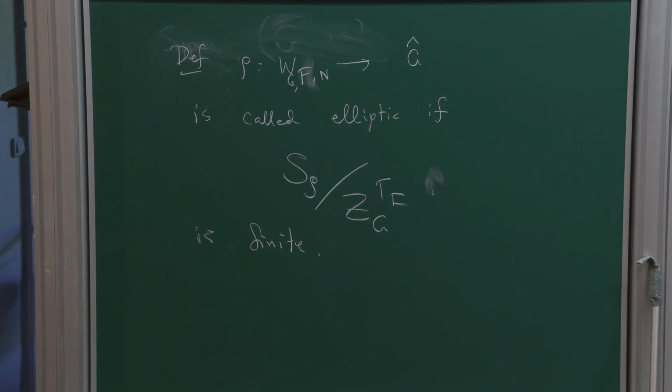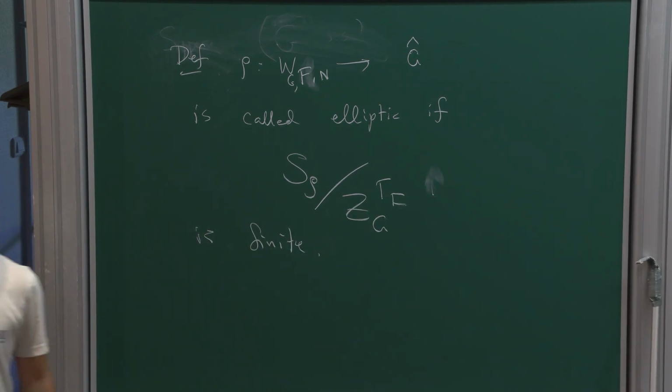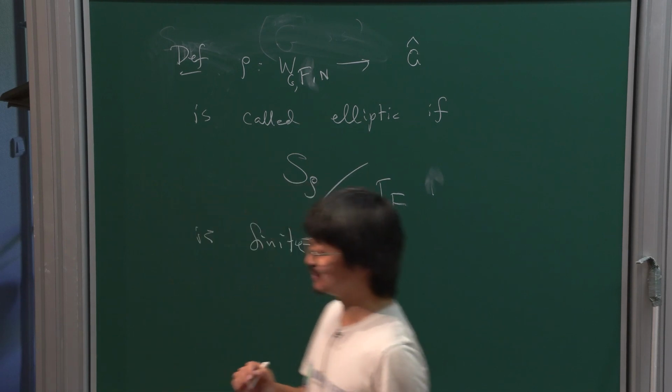Maybe globally is okay. Which words do you use? Discrete? Okay.